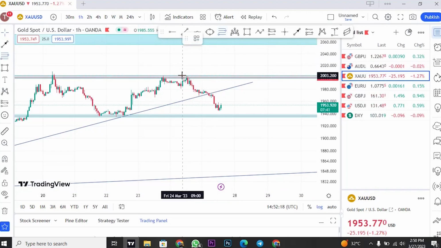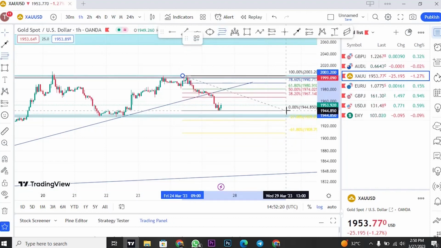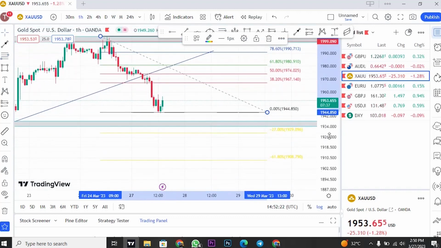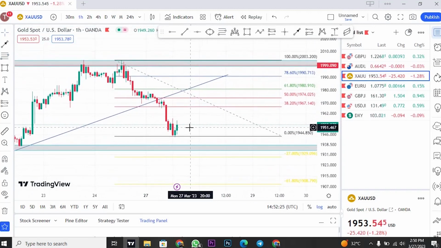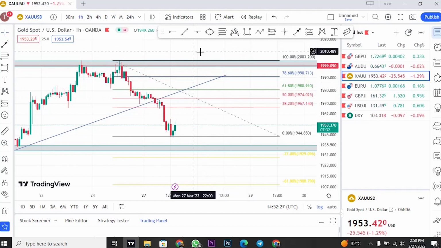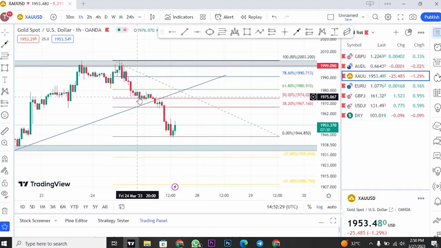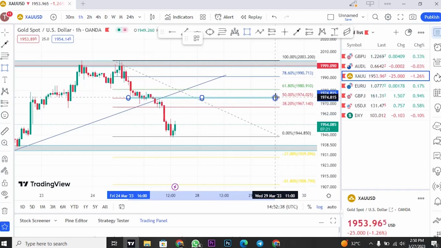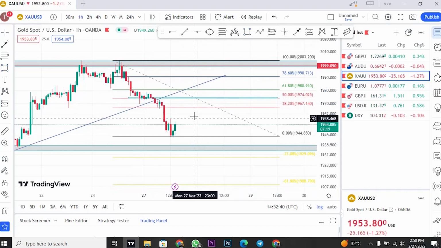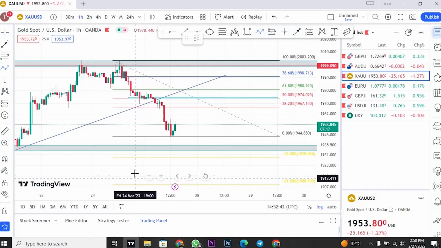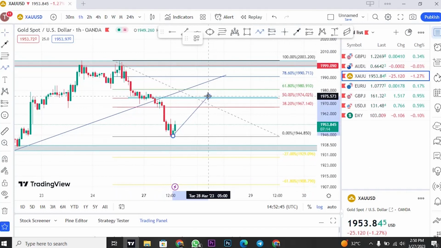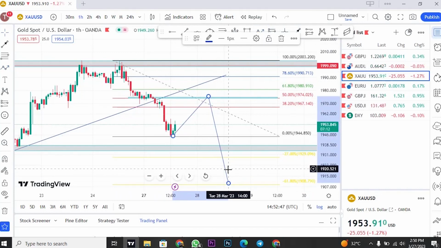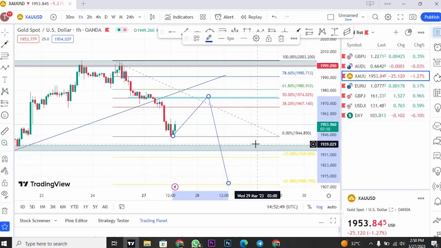Let me get my 50% right here. This is what I want gold to do. As always, 50% retracement level right at this point. So I want gold to rally all the way from this point up to this point before a drop to the downside.